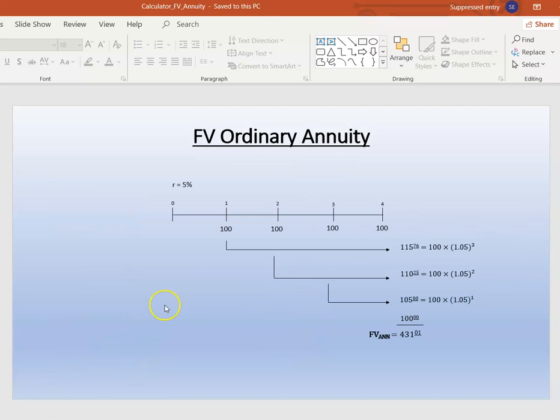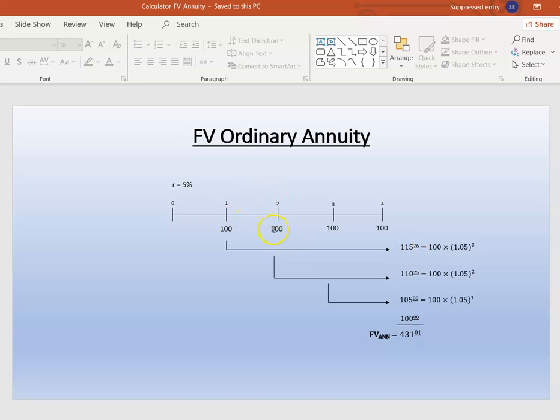So now I want to calculate the future value of the annuity. For the previous cash flow timeline of the annuity, we have $100 in 4 consecutive periods. And for the $100 one year later, it waits 3 periods to have this end value in year 4. So the future value of this $100 in year 1 will be 100 multiplied by 1.05 to the power of 3. So you wait for 3 periods to have this future value.